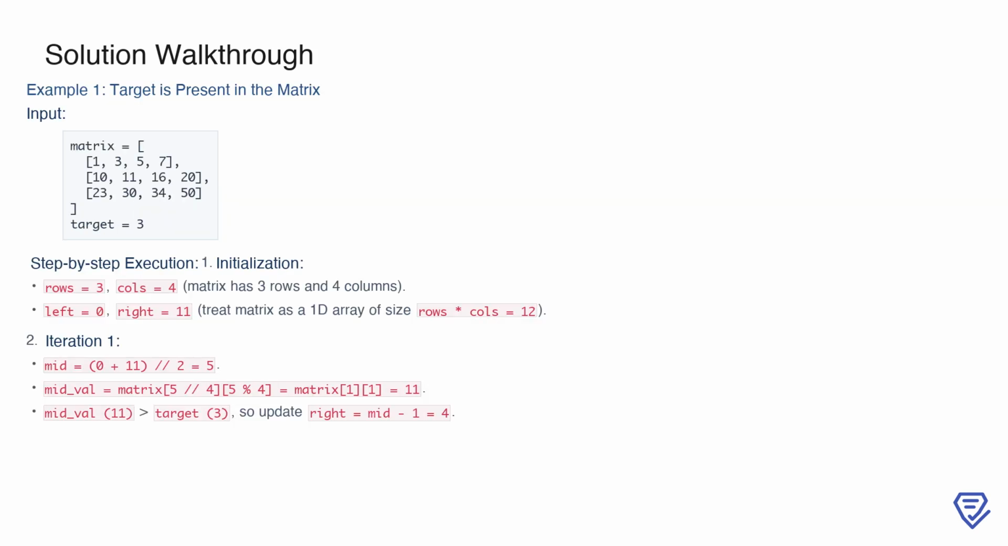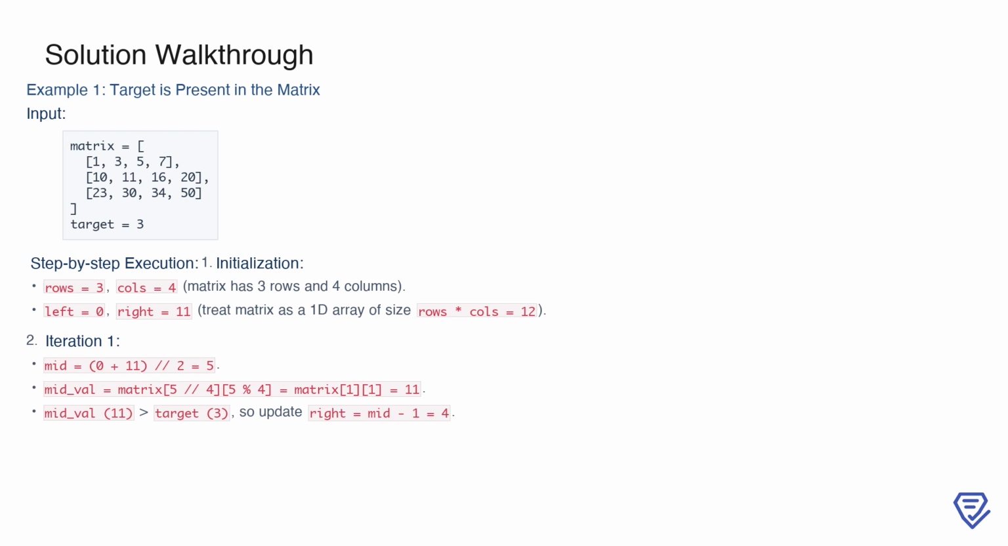To solve the problem of searching in a 2D matrix, we treat the matrix as if it's a flattened 1D array. First, we initialize rows and cols to capture the matrix dimensions, which are 3 rows and 4 columns in this case. This gives us a total of 12 elements, so we set left equals 0 and right equals 11 to represent the start and end indices of this virtual 1D array.